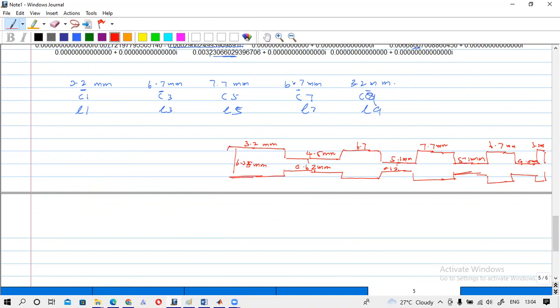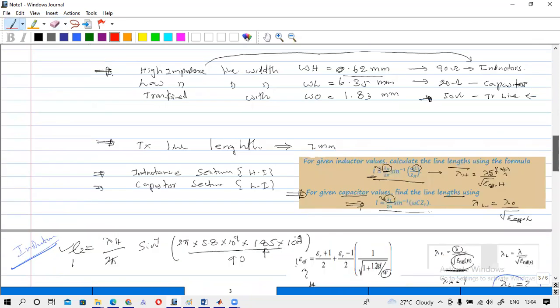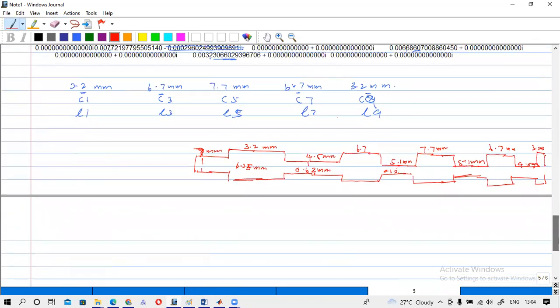And on this side you should have a transmission line, that is for 50 ohm. So we select it as 7 millimeter length. What is the width of this one? It is 1.83 millimeter width. And here also you will have the same transmission line section with 7 millimeter. So this will be your low pass filter design.